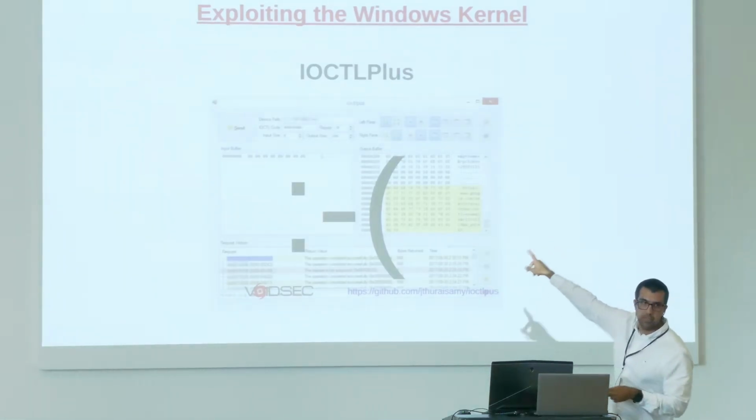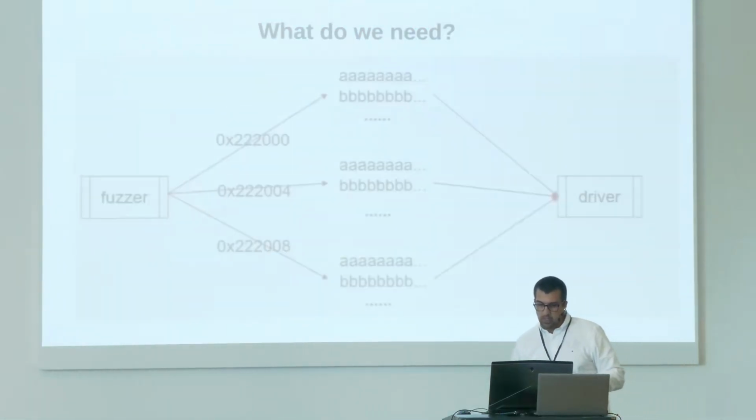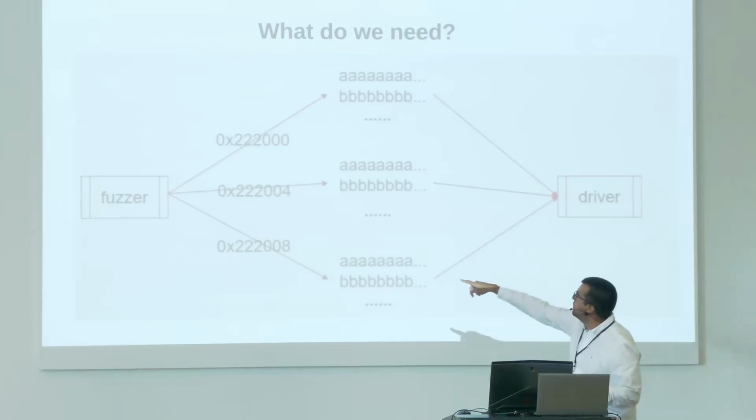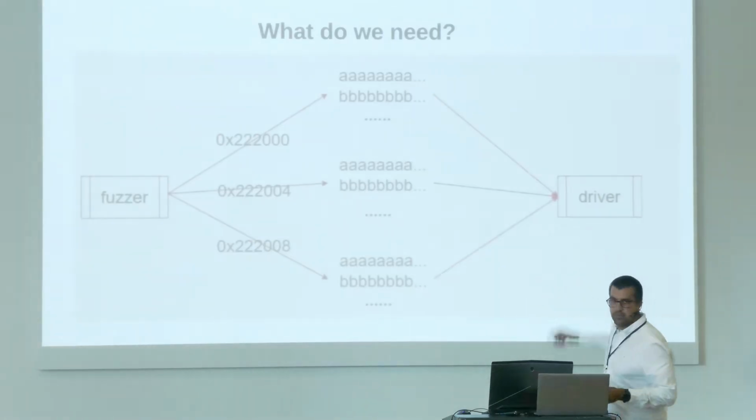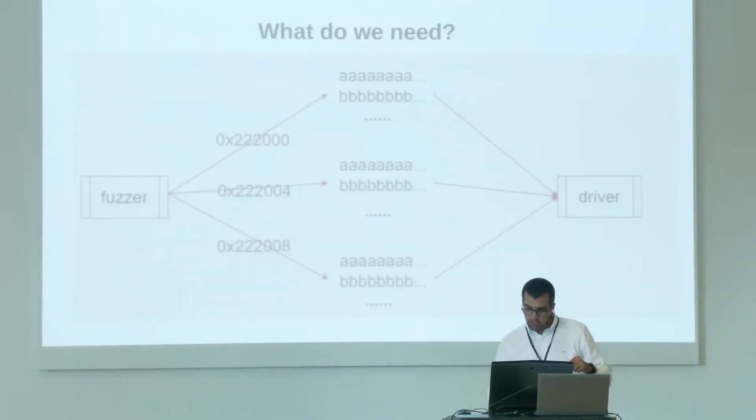But there are some requirements. So what do we need? Exactly as I said, if you are the fuzzer, then you need the IOCTL codes. And then from there, you can send that to the driver through the IOCTL codes.